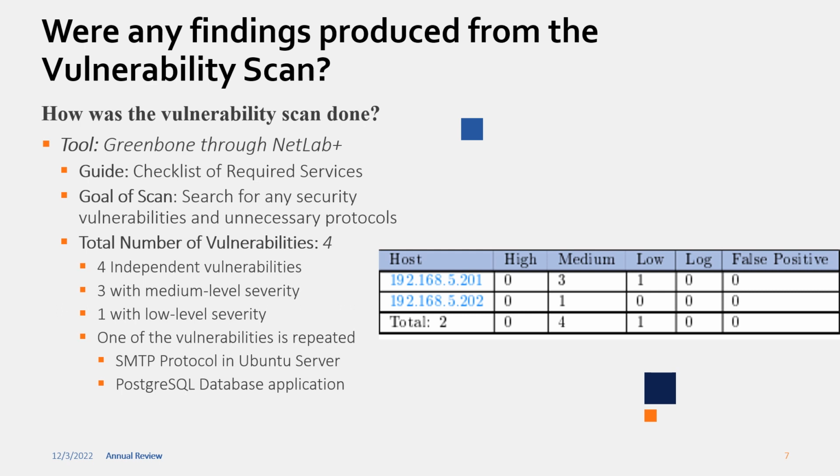4 independent vulnerabilities. 3 of them had a severity of medium level and only 1 with low level. So all in all, we can gather this is a good thing. Very few vulnerabilities were discovered, and none of them were of high criticality. And that should mean that the server was pretty well put together.